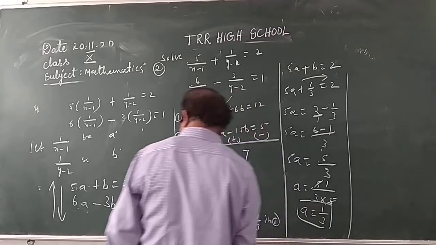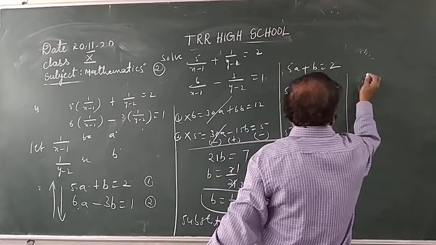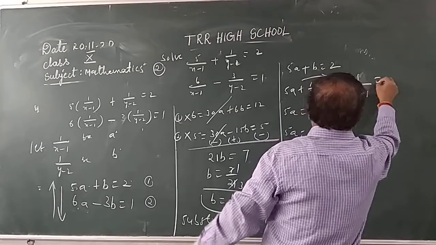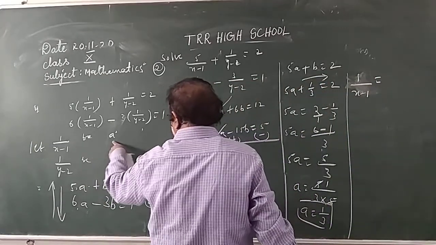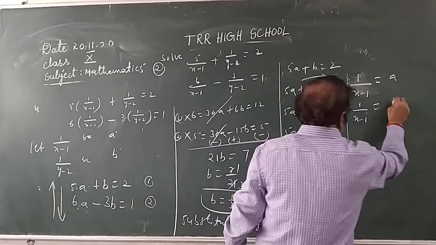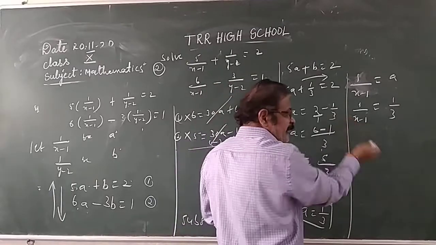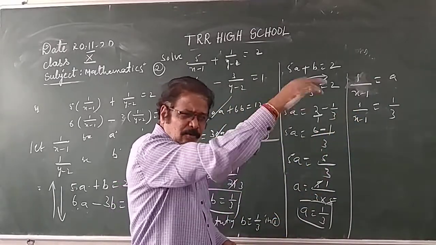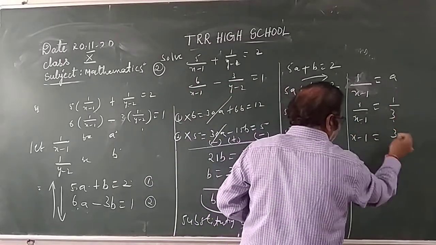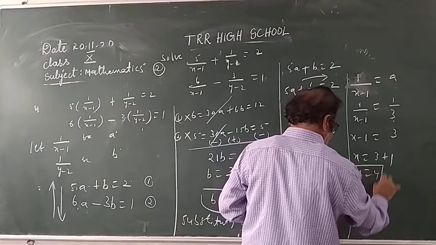Now replace the values. What is A? We want A. A is equal to 1 by x minus 1. 1 by x minus 1 is A. A value how much here? 1 by 3. Reverse it. 1 by x minus 1 is equal to 1 by 3. Just interchange the numerator and denominator. Otherwise, do cross multiplication. 1 by x minus 1 reversed is x minus 1 by 1, 1 by 3 reversed is 3 by 1. So x is equal to 3 plus 1, x is equal to 4.